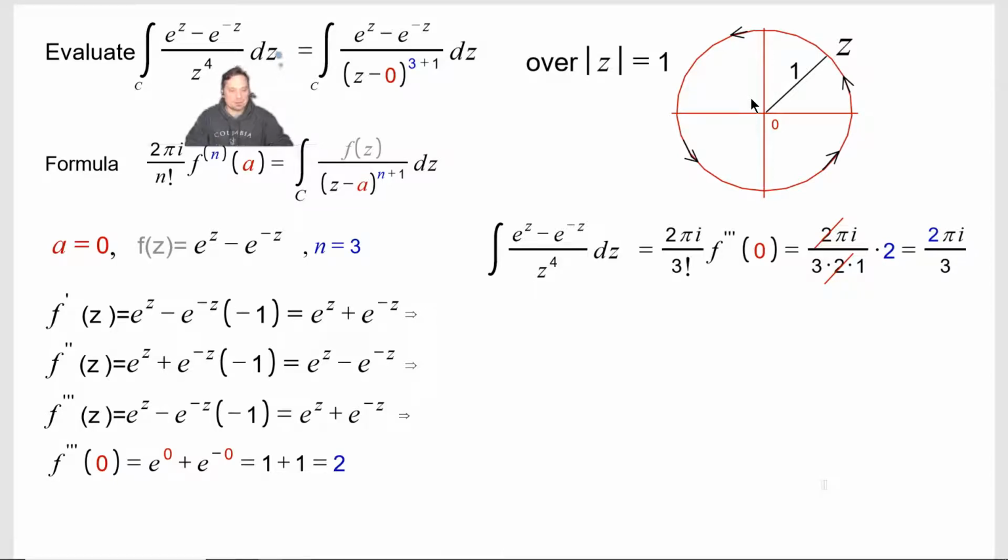So remember that the formula looks like this. It's 2 pi i over n factorial times f to the n of a. And then on the right side, you have to identify the value of a, you have to identify the value of n, and you have to identify f of z, which is kind of like the function in the numerator.